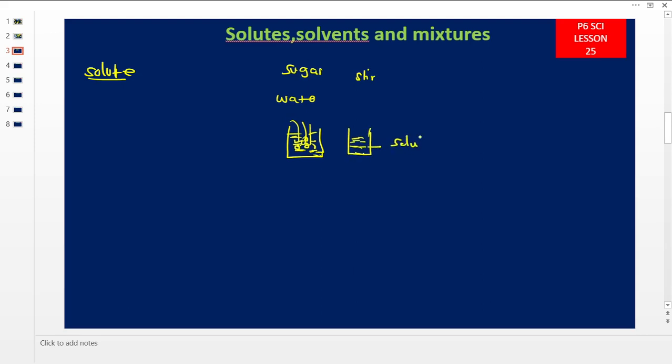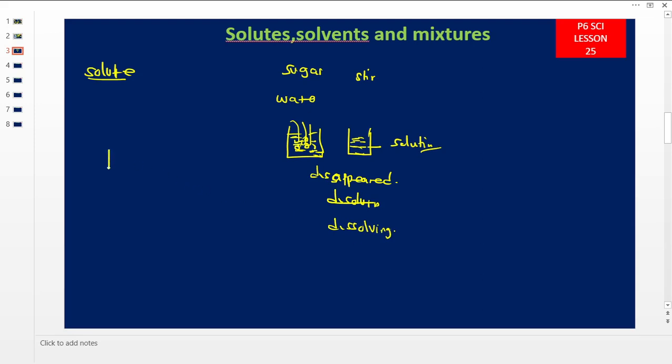Actually here the product we have obtained is called a solution. Now the sugar has disappeared. Where has it gone? It has entered the water, and that disappearing is what we call dissolving, with two s's. That is what we call, everybody, dissolving. Now the sugar has dissolved. Where has it dissolved? It has entered the water.